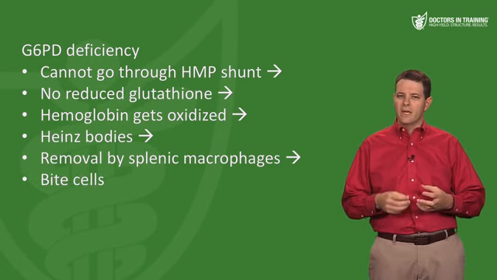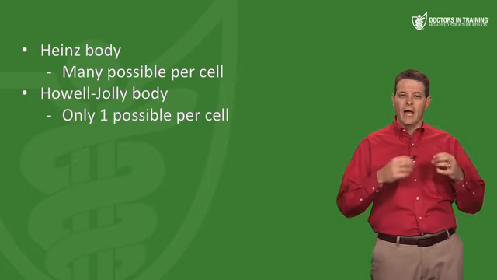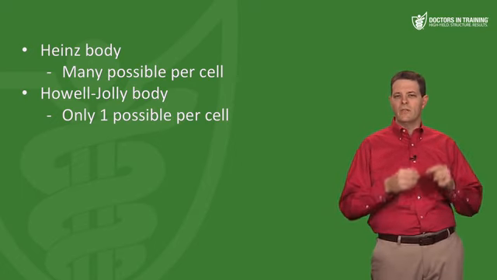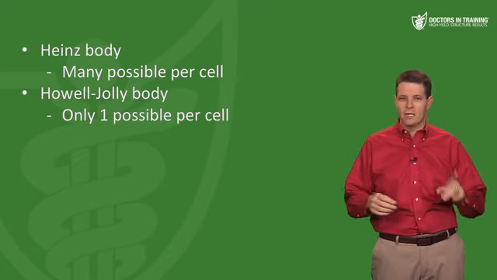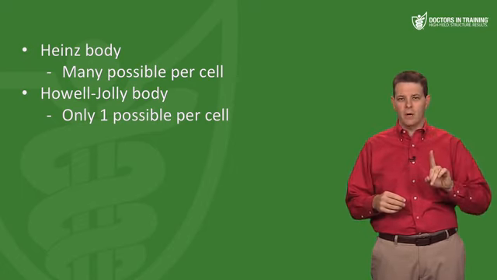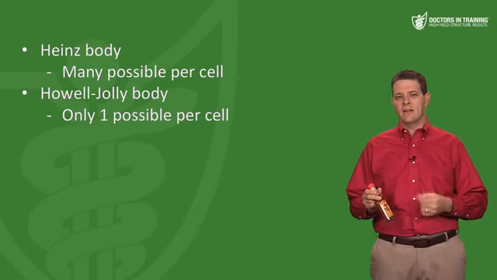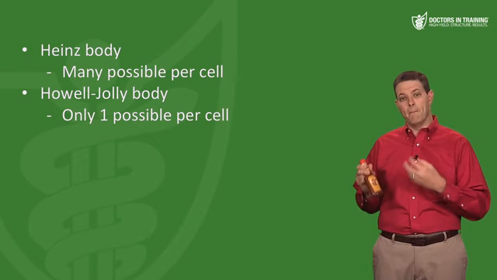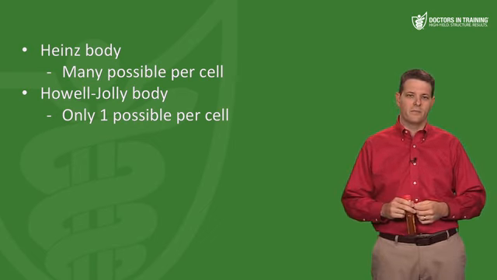And one other thing, it might be tricky to tell a Heinz body from a Howell-Jolly body, but a Howell-Jolly body is a remnant of the nucleus. So a red cell might have many Heinz bodies, but it can only have one Howell-Jolly body per cell. So for Heinz bodies, think about Heinz 57 steak sauce. 57 is a big number, so you can potentially have lots of Heinz bodies in a cell.